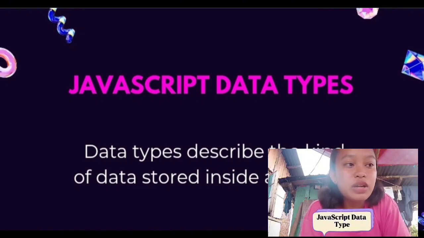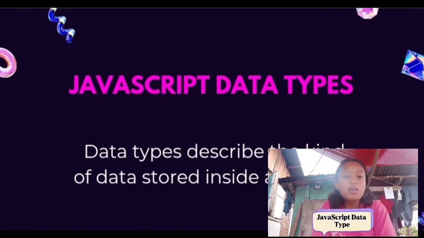JavaScript data types. The data type in JavaScript describes the kind of data stored inside a variable. In JavaScript, you are not required to declare a data type, while in Java, you are required to declare a data type. In JavaScript, you can tell what kind of data type it is from the value inside the variable.